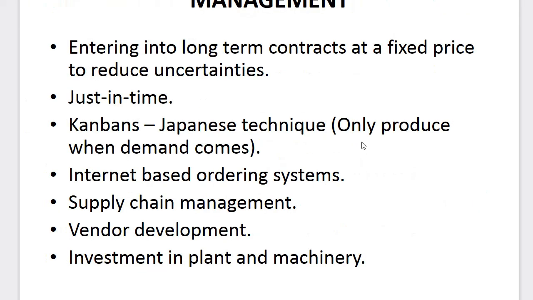Okay, so these are emerging trends in inventory management. This is not really emerging. This has been around for a long time already. But some trends in inventory management involve entering into long-term contracts at fixed price. Usually you can do this if you have the relationship already with your supplier. So it can be long-term contracts. You already know the price, fixed price, in order to reduce uncertainty, especially when you are price sensitive.